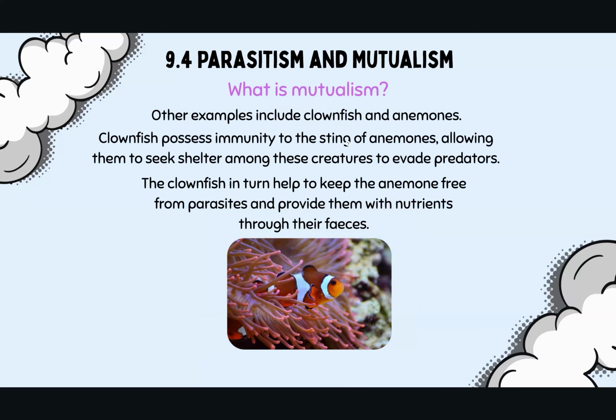Clownfish possess immunity to the sting of anemones, allowing them to seek shelter and evade predators. So the clownfish is able to survive within the anemone because it has immunity to its sting. For the clownfish, it provides shelter and protection. In return, the clownfish eats the parasites that might come and settle on the anemone, and it also provides them with nutrients through its feces.